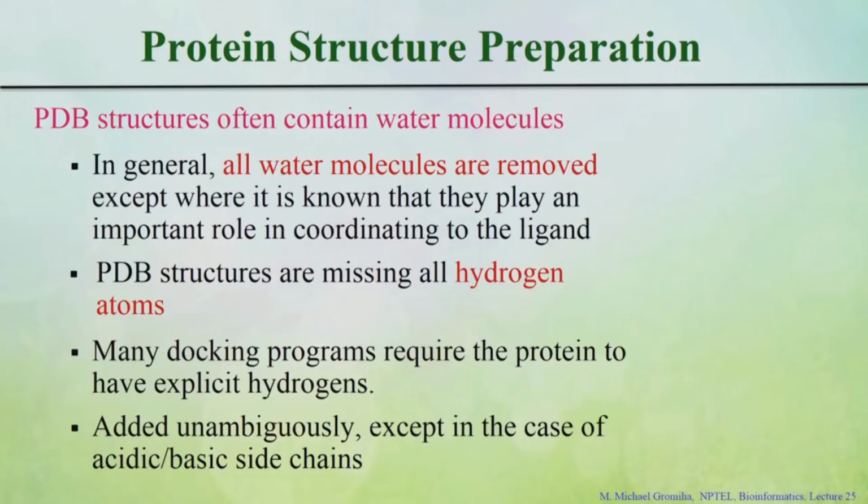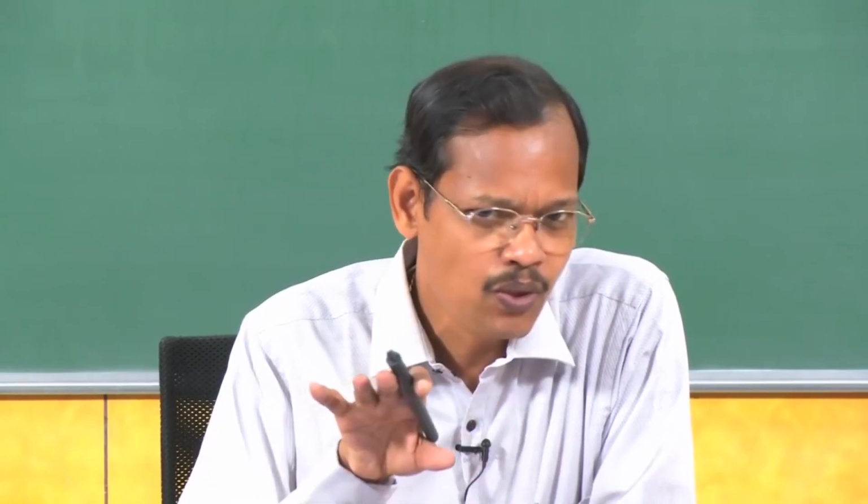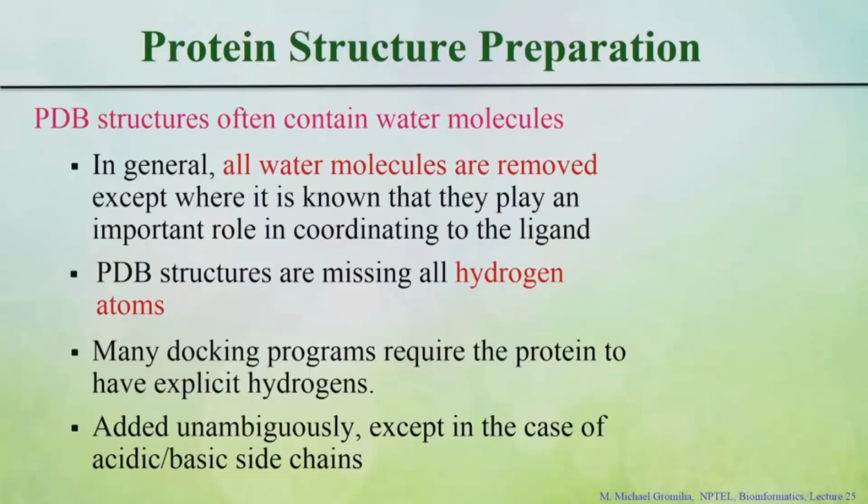The second thing is that in most PDB structures the hydrogen atoms are missing, mainly in the case of X-ray structures. If you see NMR structures, you can see the hydrogen atoms, but in most X-ray structures the hydrogen atoms are missing. So, in this case you have to add the hydrogen atoms, along with all the missing atoms, because most docking programs require explicit hydrogens. Why do you need explicit hydrogen?